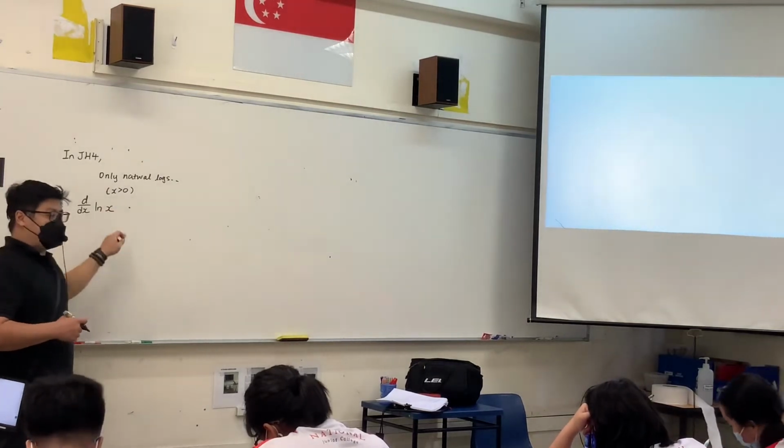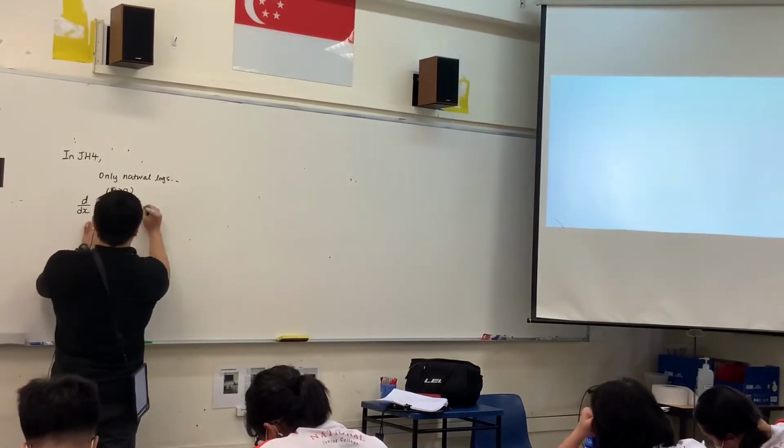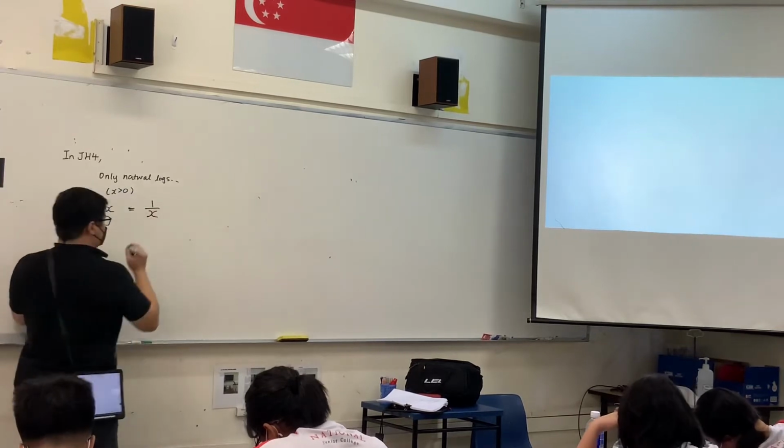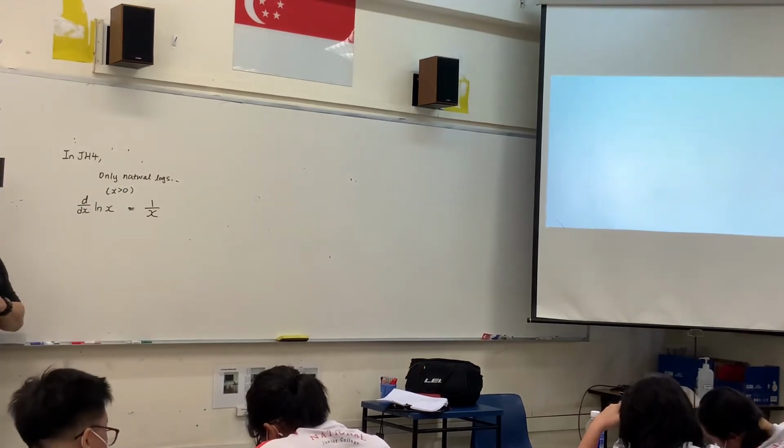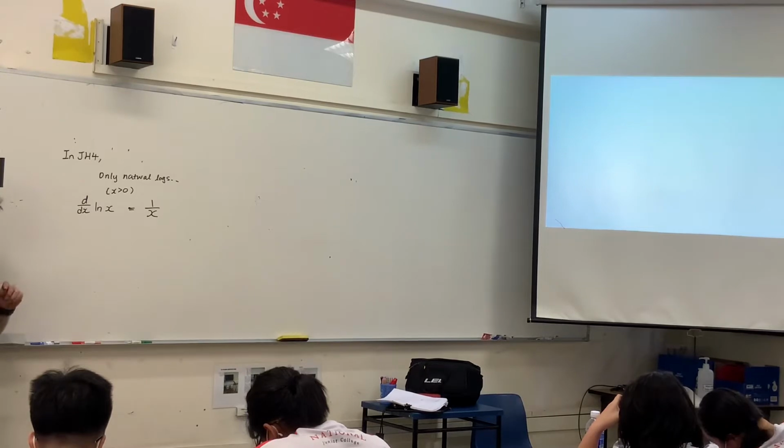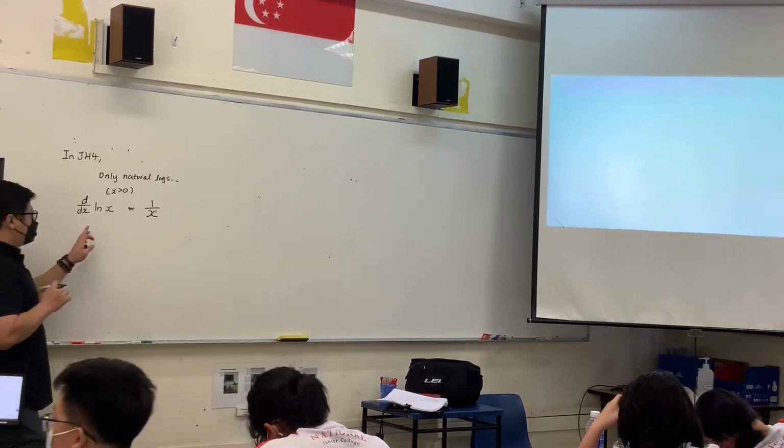Okay, what is the value of x? If I differentiate log x, it's just 1 over x. Very easy one. So why is it 1 over x?